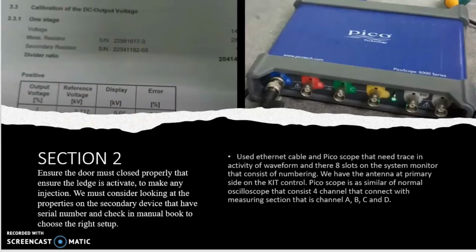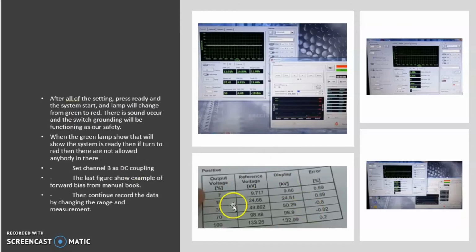as we can see right here, this is the positive bias flow that we can use as an example for our measurement, where we put the output voltage on 10, 20, 30, 40 and 50. So this is the different channel. We set channel B on DC and channel A for AC.